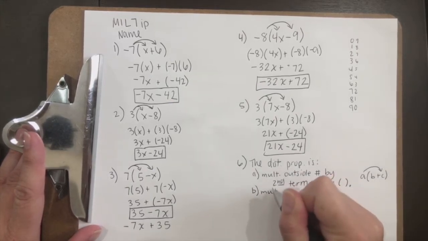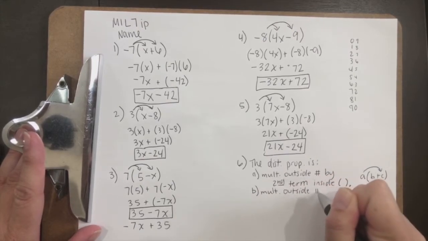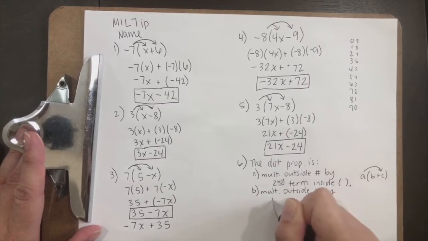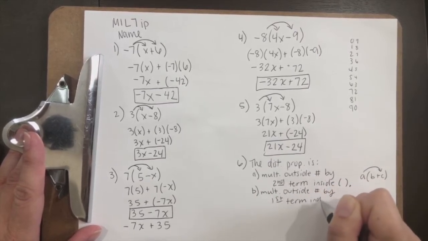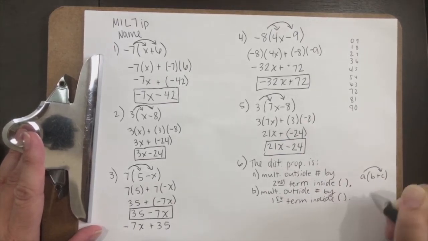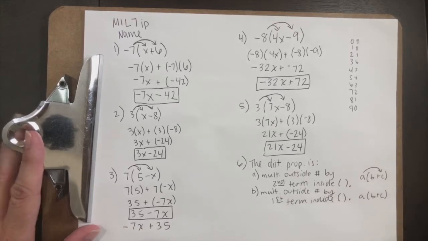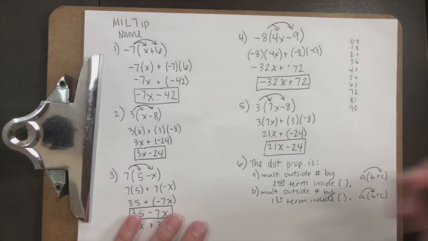Multiplying outside number by first term inside parentheses. And so this would be like multiplying the A times just the B. Well, we already know that's not correct, so let's put down a third one.